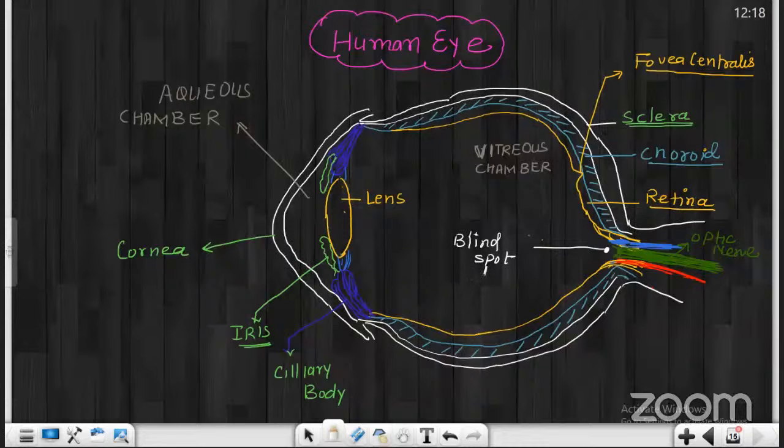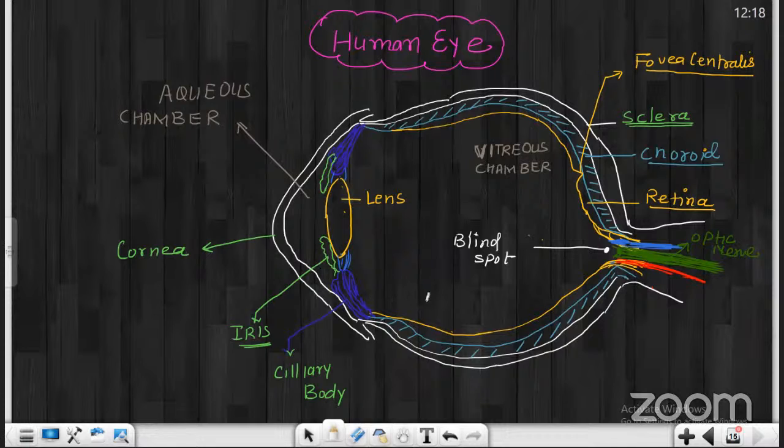So this is the diagram of human eye, which is a basic point which is given here, and one more point I want to discuss here with you. There is a canal of Schlemm, which is coming from this region. There is a blood vessel which is coming, and into your vitreous chamber. This is known as canal of Schlemm. This canal carries the fluid from this aqueous chamber into the vitreous chamber.